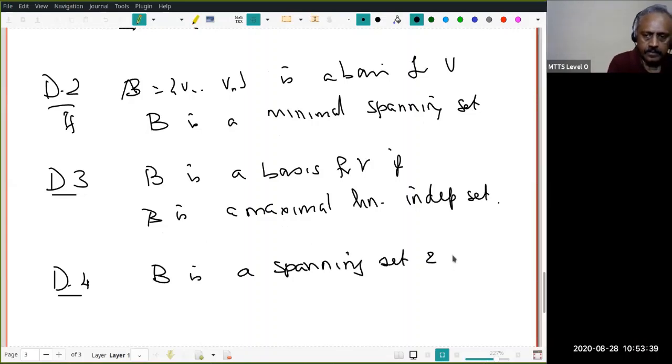So we are using two conditions. The second definition says it's a minimal spanning set, so I took the word spanning, and the third definition says it's linearly independent and maximal, so I took linear independence. So if you can assure me B spans V and it's also linearly independent, then it's also a basis.